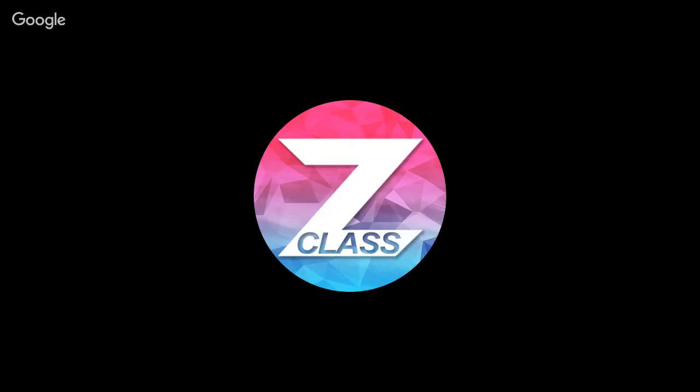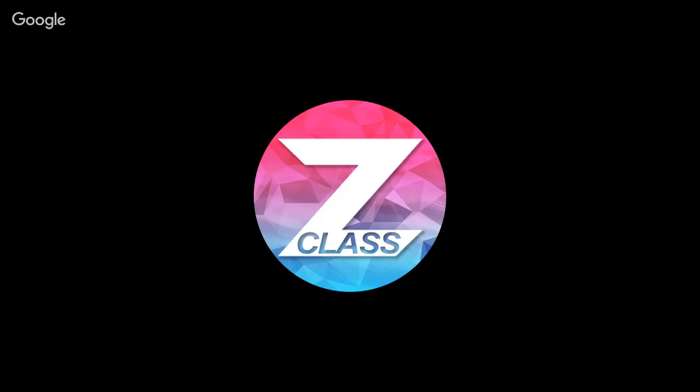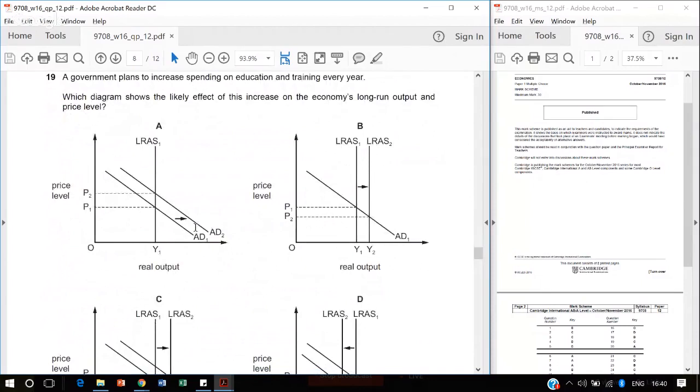B. Private firms can produce the same outputs at lower unit costs. Very good. And there's this idea that private firms are more efficient because they have to deal with the price mechanism, right? And if they're not efficient, they'll fail. Whereas in the government companies, and they want profit maximization, so they try to be as efficient as possible. Our government plans to increase spending on education and training every year. What do you think?